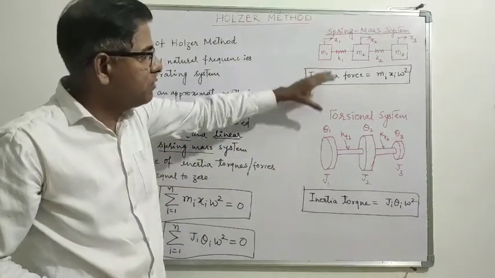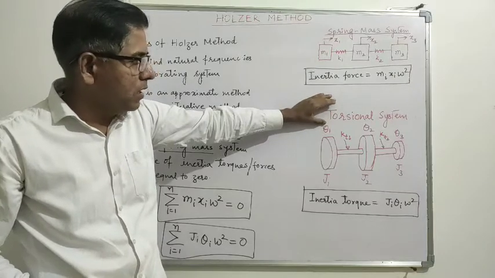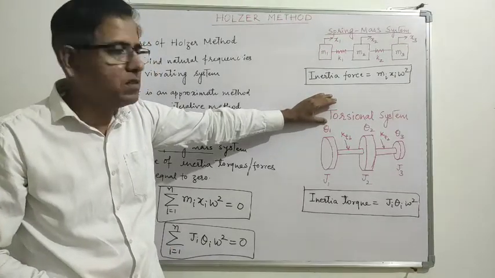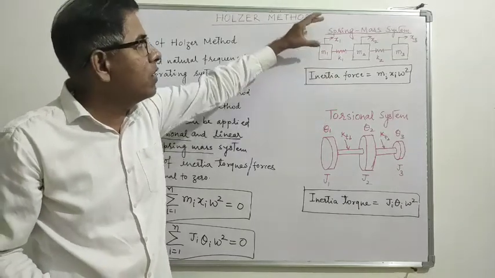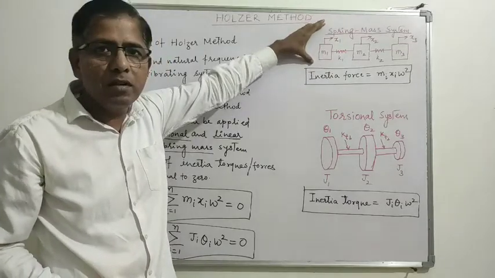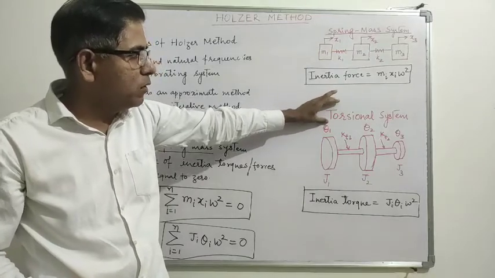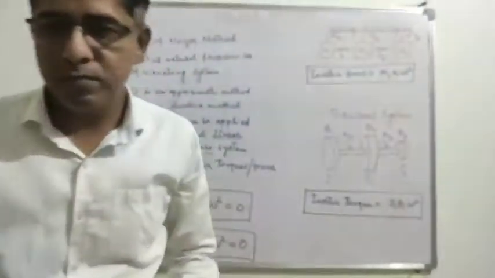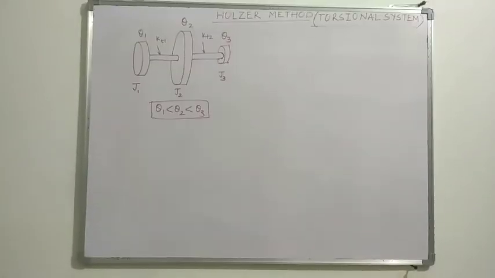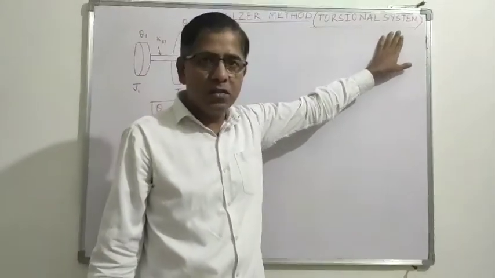First we'll see the torsional system. We'll apply the Holzer method to the torsional system. In this lecture we are seeing the torsional system, and in the next video, the next lecture, we will apply the Holzer method to the spring mass system. So first we'll apply this Holzer method to the torsional system.